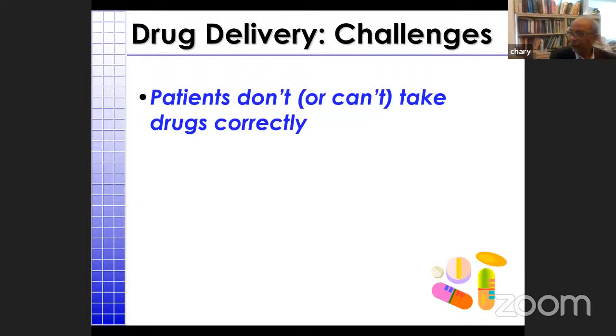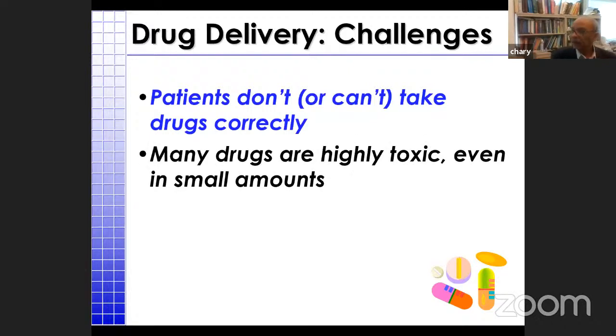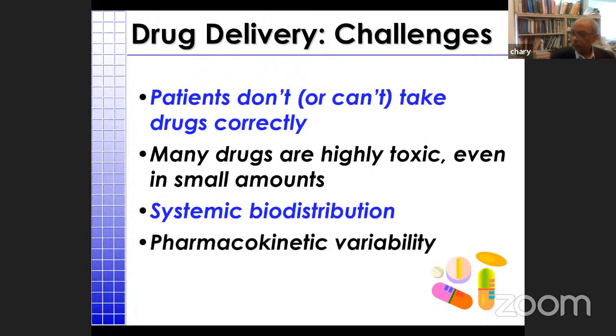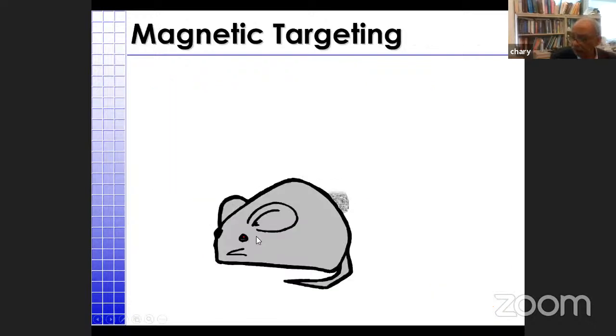Patients don't take the drugs correctly, and many drugs are highly toxic even in small amounts. That's the reason why, if you take the drug 2 times, as you all know, that sometimes gives you deleterious toxic effects. The other problem is systemic biodistribution, especially with cancer drugs, because they're not hydrophilic. And pharmacokinetic variability is a big problem. So here is the method that people are looking at.